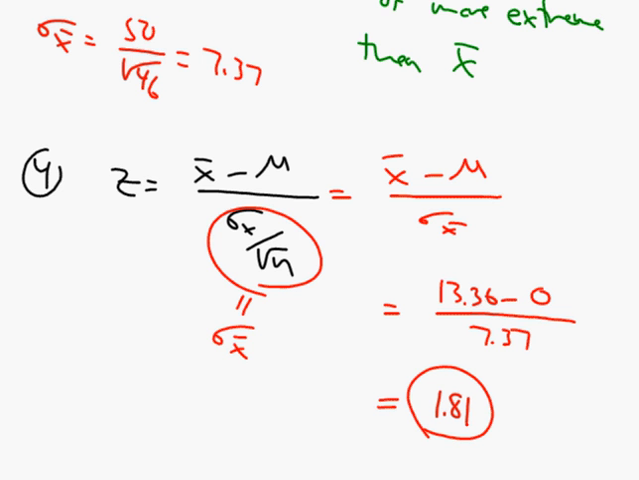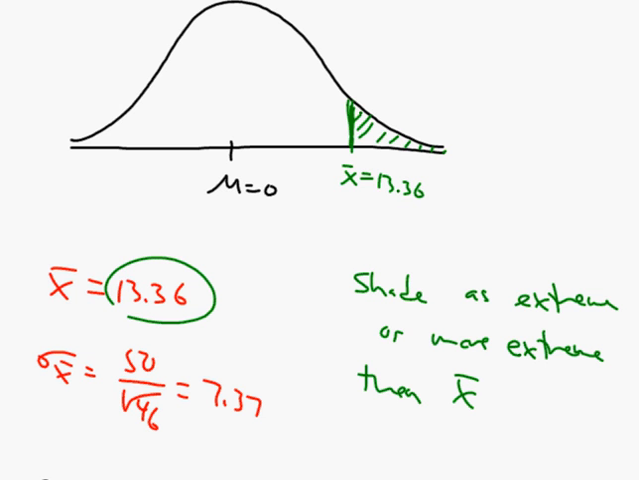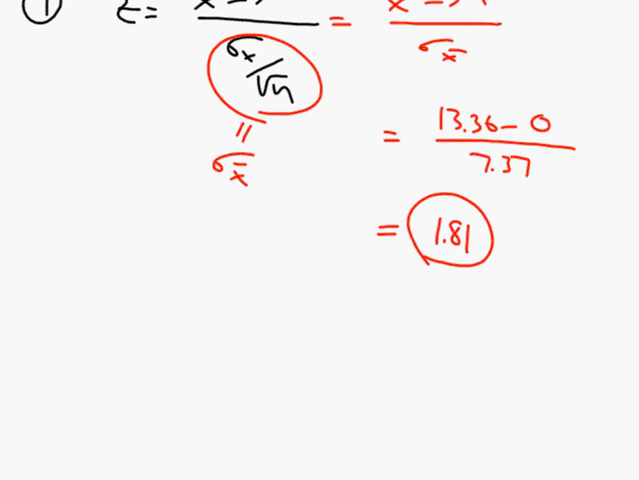All right, so now, what do we know? We know that this x bar is 1.81 standard deviations above the mean. Well, if I know that, then I can get something called the p-value. So let's just define the p-value.